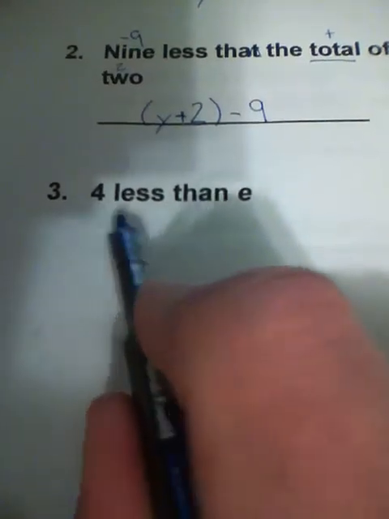Let's take a look at the next one. 4 less than e. I am taking away 4 from e. So does that mean I start with e first, or e is second? Well, it's 4 less than e, so it has to be smaller than e. So I'm starting with e first. So I'm going to go e minus 4. Okay?